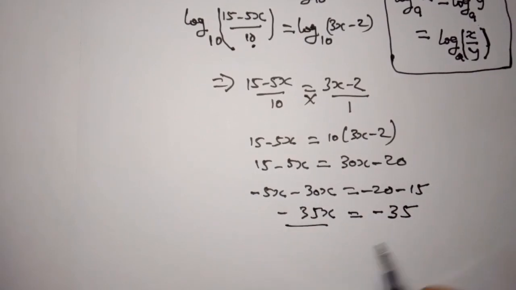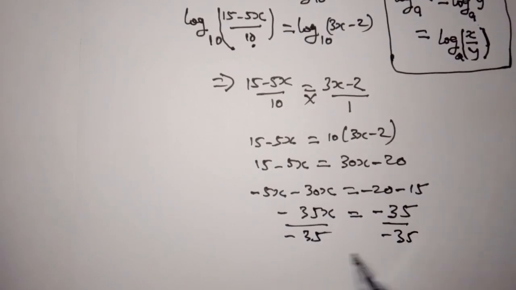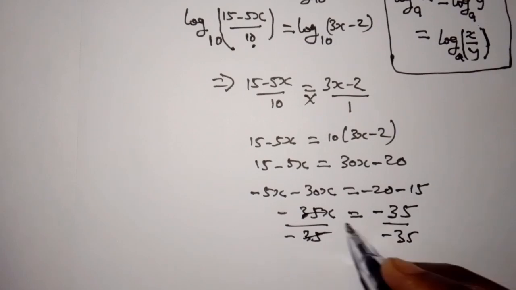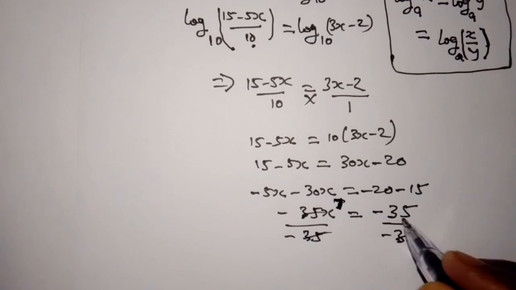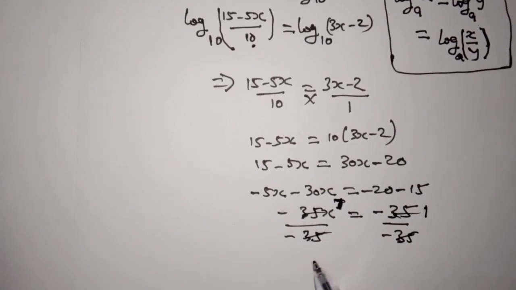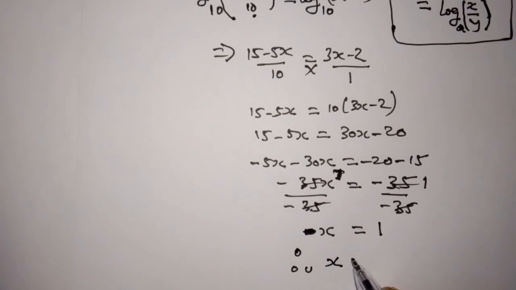We can divide by −35, −35. Minus x is equal to positive 1. x is equal to positive 1 because minus cancels minus. So therefore x is equal to 1.